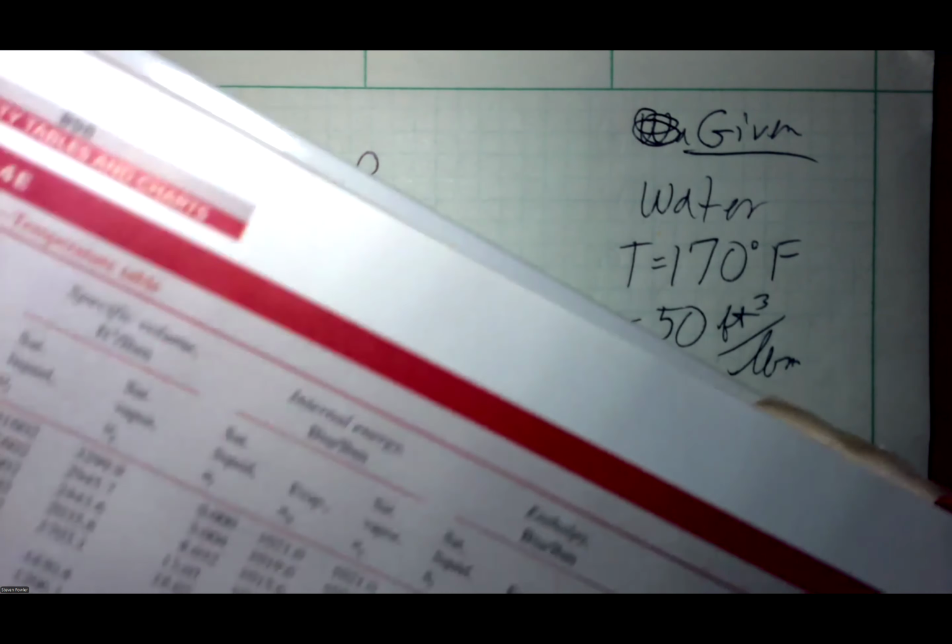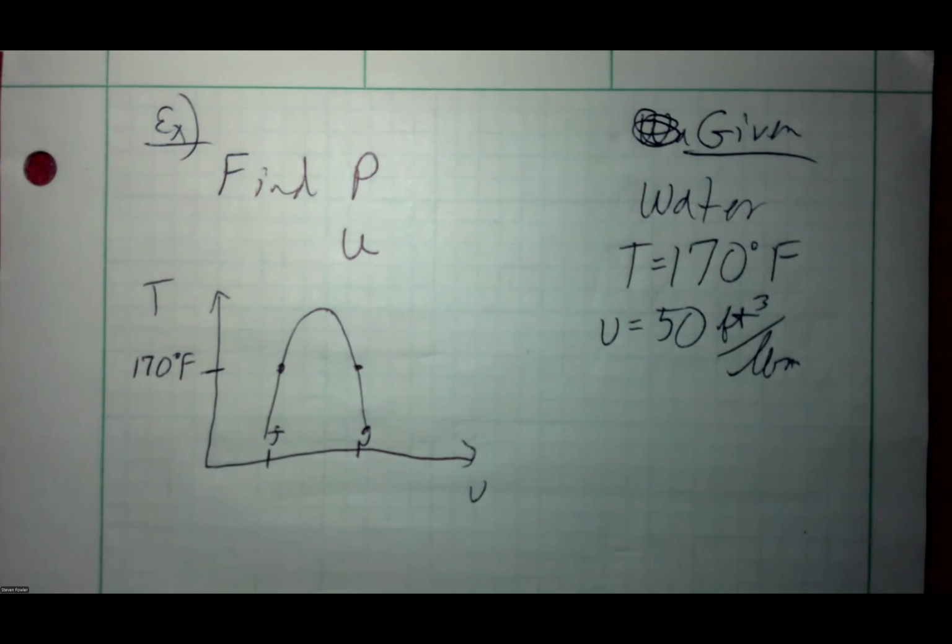So Table A4, and I'm not going to try to focus because I leave the focus on that. So water, 170 degrees Fahrenheit, that's all the way down here, right? This is my value for saturated liquid, and this is my value for saturated vapor. So I'm going to write those on my diagram here.